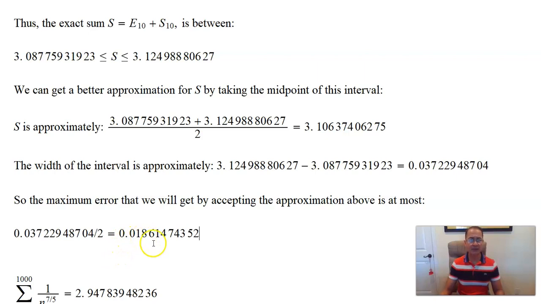Okay, so whatever the exact answer is, this is going to be close to it by at most 0.018. So we already know that S could be as small as 3.088 maybe, or as big as 3.124. Okay, but by picking the midpoint, we're basically lowering our risk, right? That midpoint is going to be at worst in error by 0.0186.